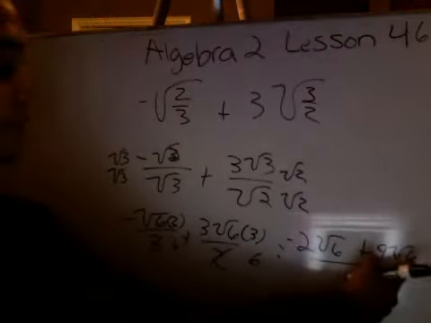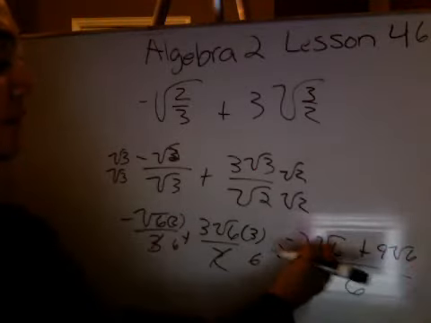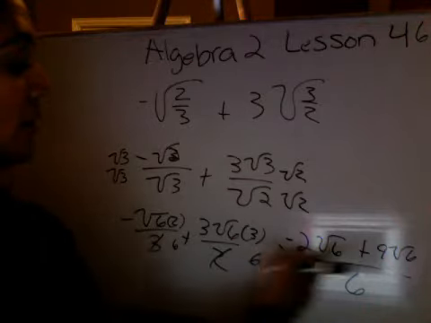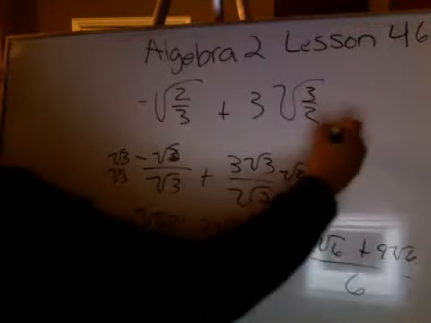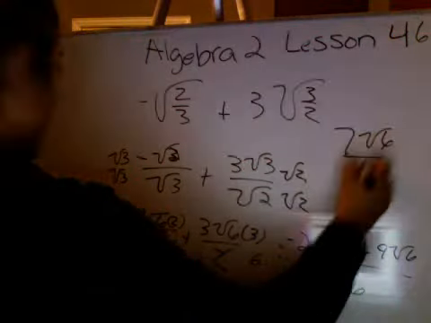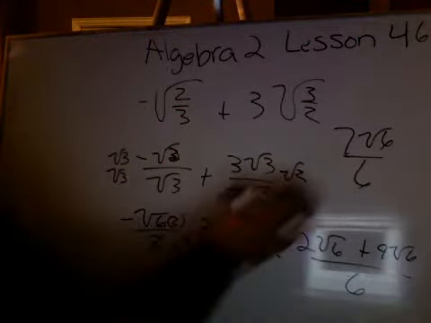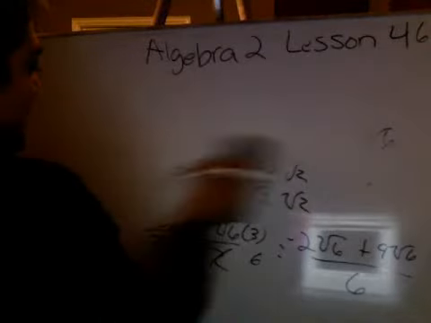Now, because of the same radical sign, same number under the radical sign, we can combine the numbers outside. So we simply get 7 square root of 6 over 6 is our answer. Okay, so pretty simple. Now let's just make it a little more complicated.